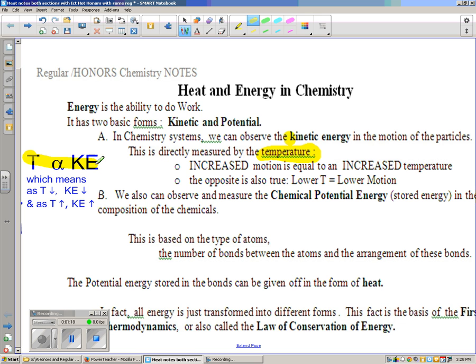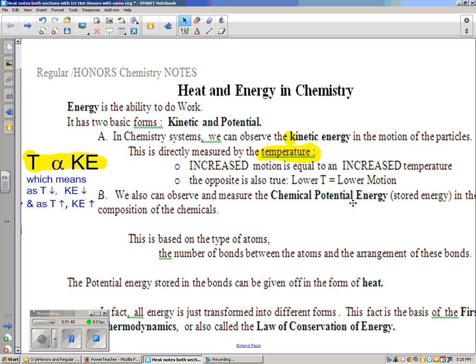So I wrote this little equation over here on the left, and it just means that with decreased temperature, kinetic energy goes down. With increased temperature, there's more kinetic energy, and this is of the particles. It could be like the kinetic energy of anything in motion, but we're now getting down into the particles itself.